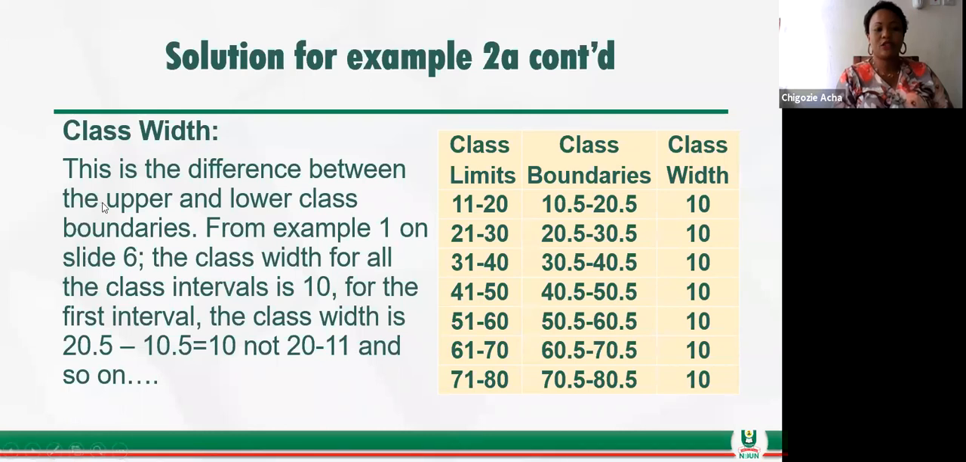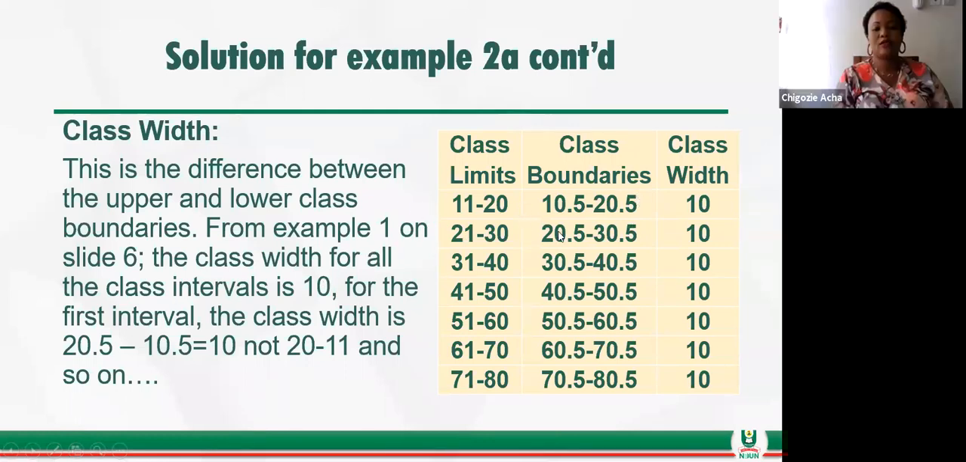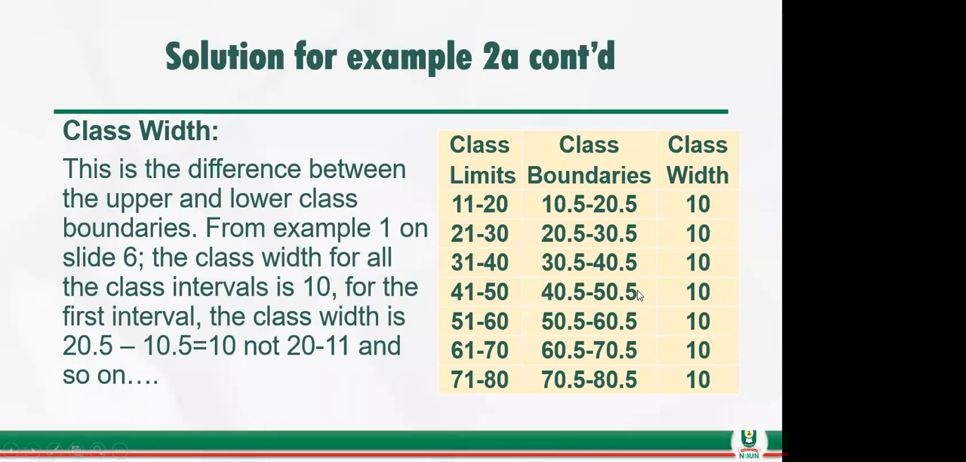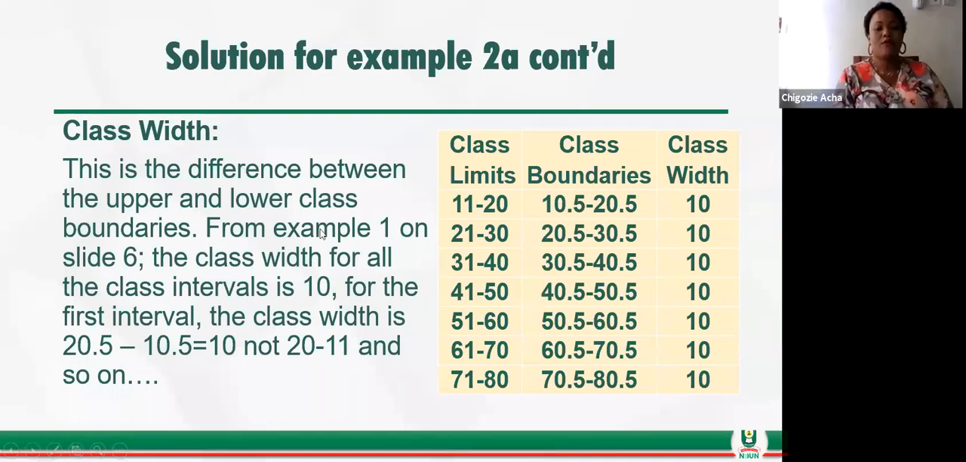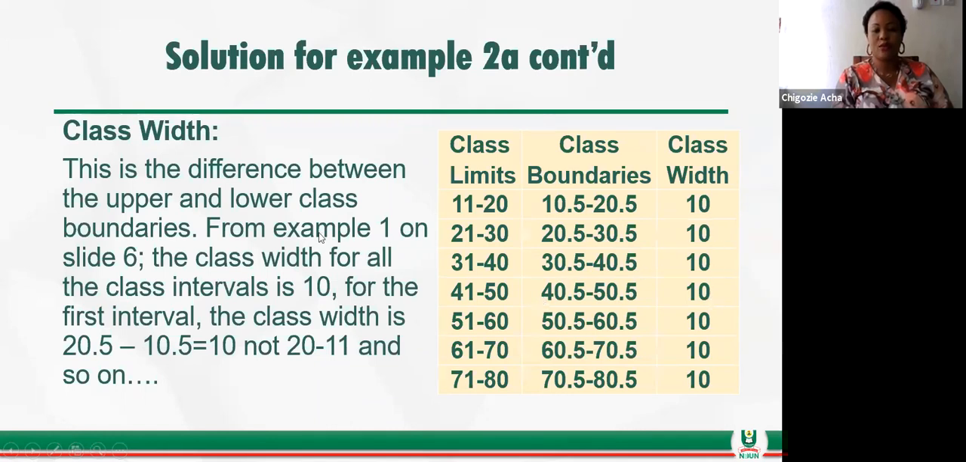Well, let's look at the definition together. This is the difference between the upper and lower class boundaries. Are you seeing my pointer? We just follow them row by row. From the example, the class width from the class interval is 10. And if you notice, the class width of all the classes, all of them are equal to 10. So if you subtract the lower one from the upper one, it will give you the value.